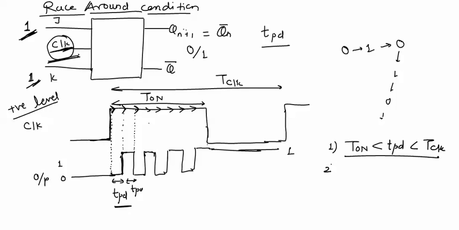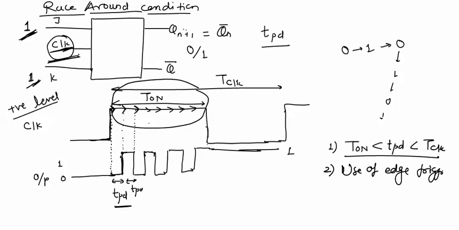Another solution for this is avoiding the level triggering of the flip-flop. Use of edge triggered flip-flop will help to avoid this race around condition. Use of edge triggered flip-flop. And the third solution is use of master slave JK flip-flop. If we use master slave JK flip-flop, race around condition will be avoided.